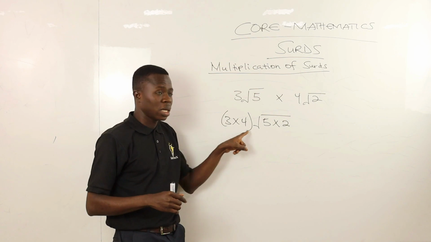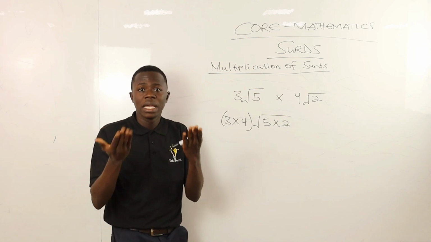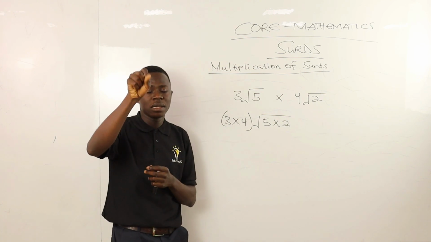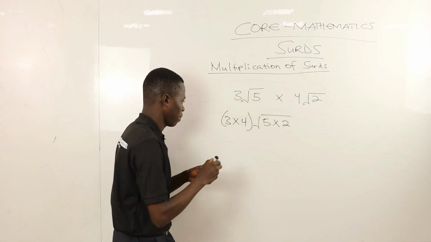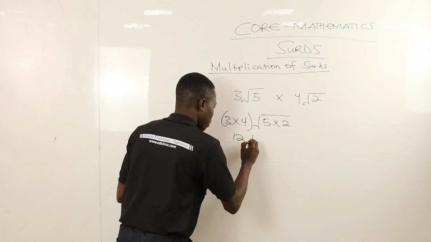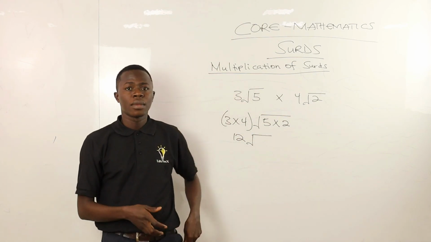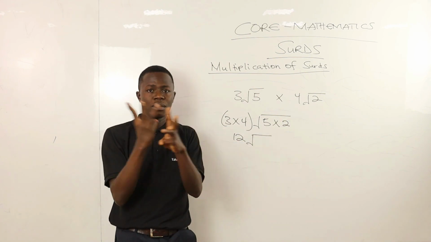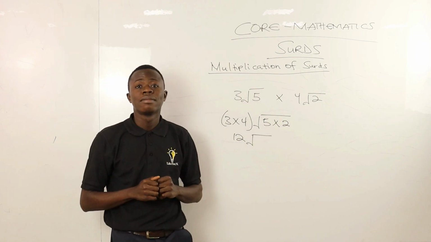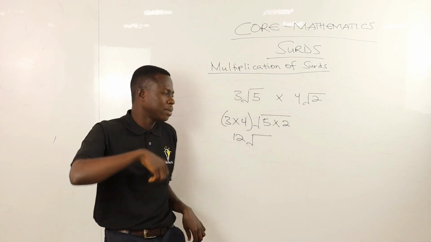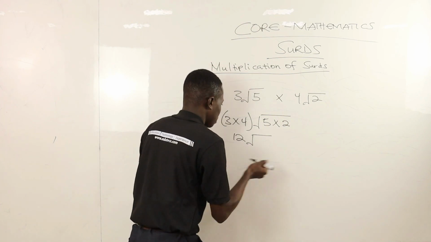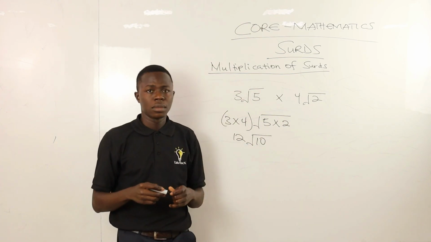So we are going to have our answer here to be, yes, 3 multiplied by 4 being 12. And 5 multiplied by 2 being 10. So we are going to have 12 square root of 10.